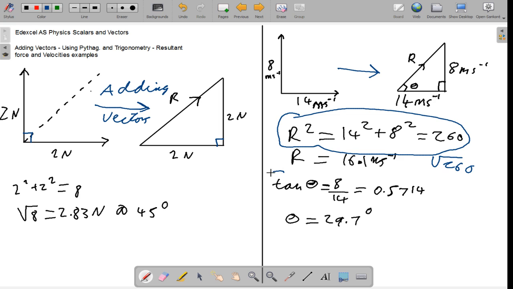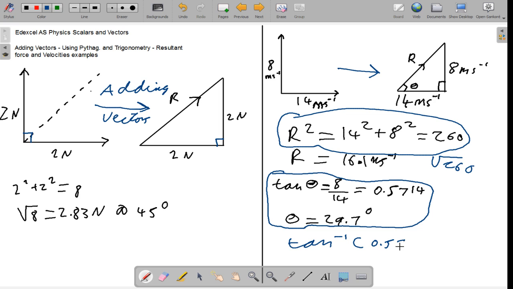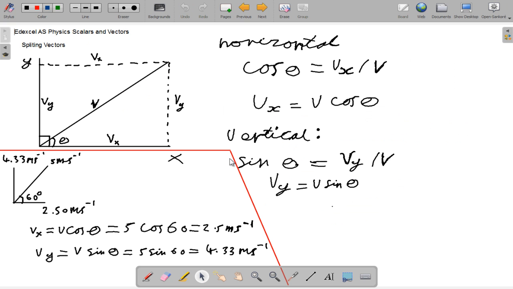And then to find the angle, you need to use the tan, opposite over adjacent, so 8 over 14 equals 0.5714. So then theta will equal 2.97 if you do the tan inverse of 0.5714. So now we move on to scalars and vectors.